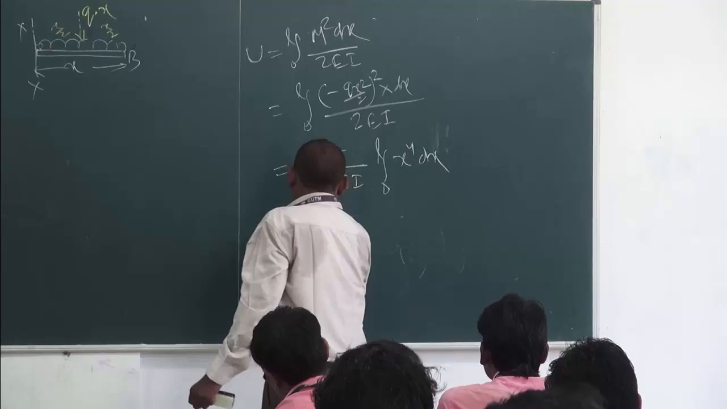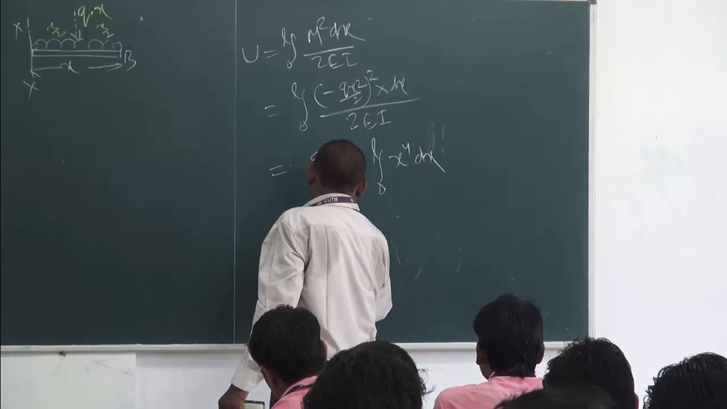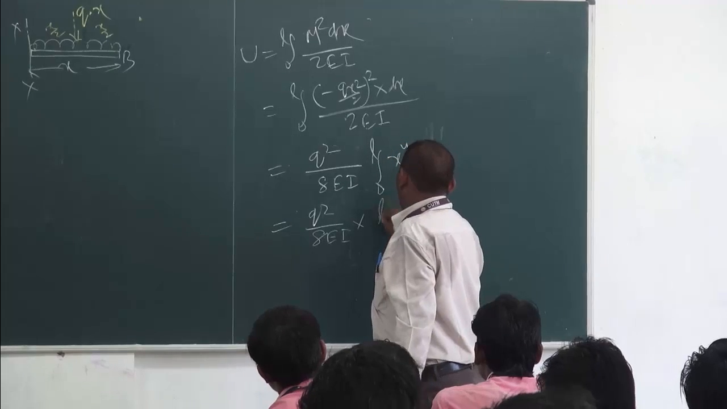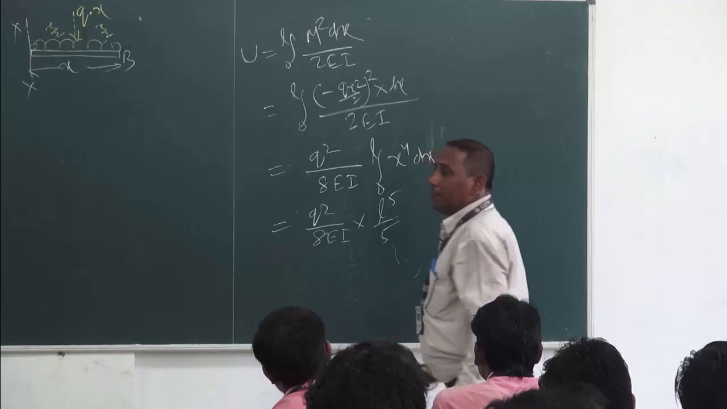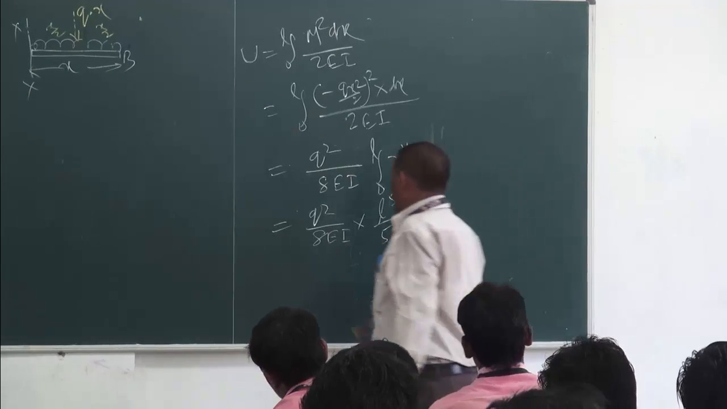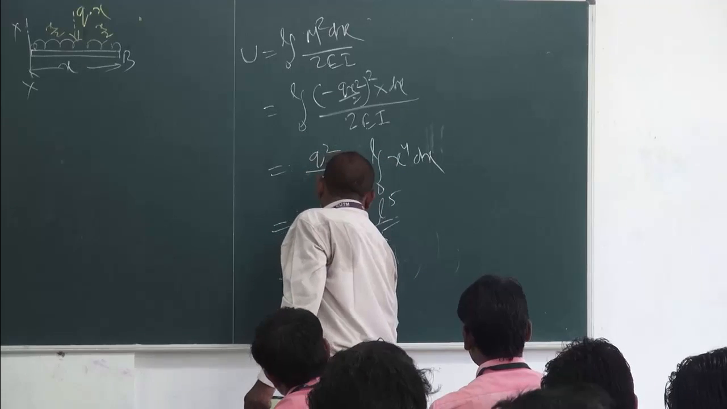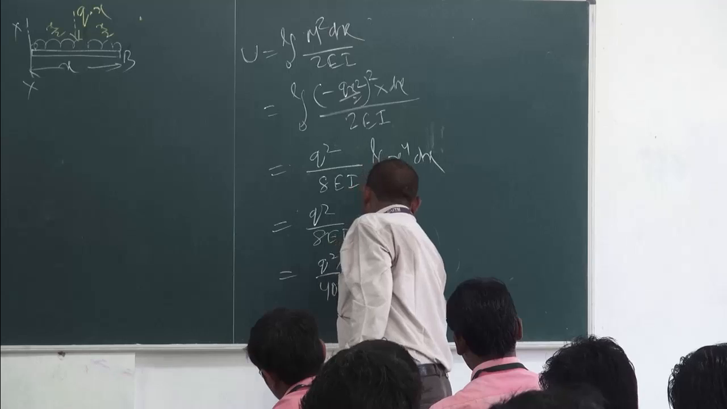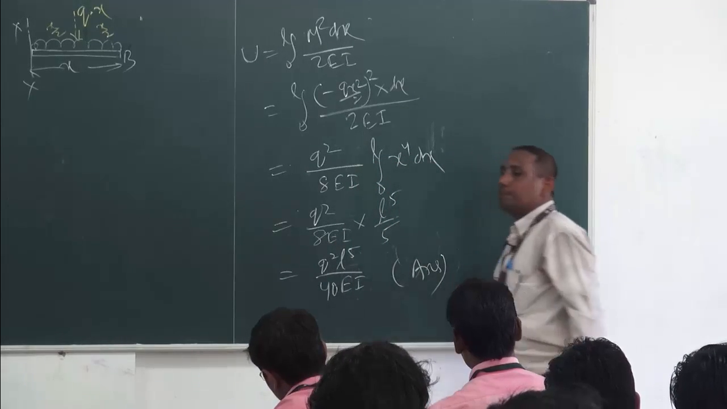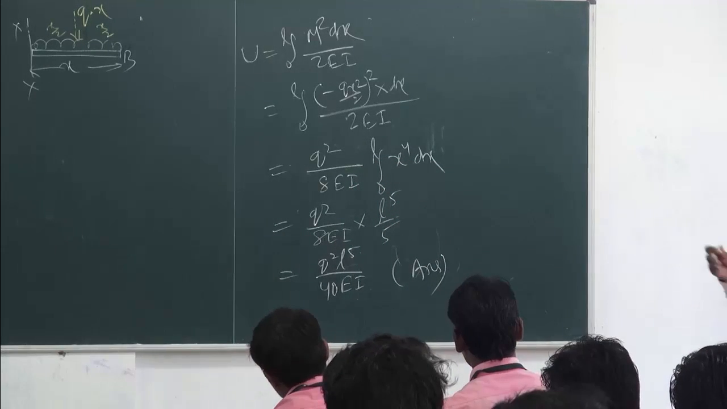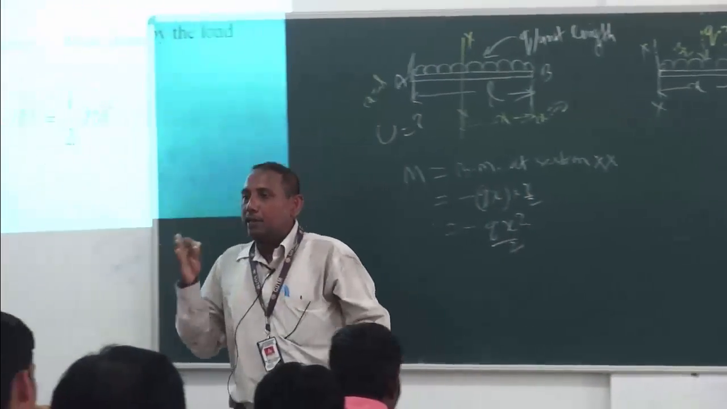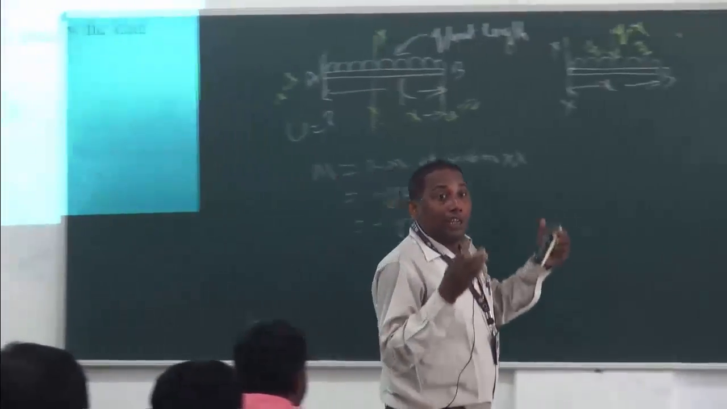And this is equal to Q square by 8EI into, if you integrate, this is nothing but L to the power 5 by 5. And from which the value is Q square L^5 by 40 EI, and this is your answer. So this is the way I have given you two examples of how to calculate the strain energy in a loaded beam.